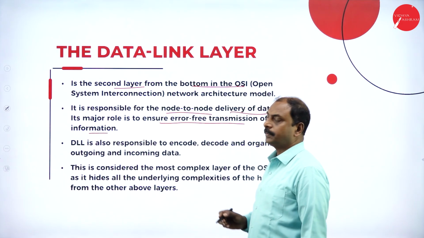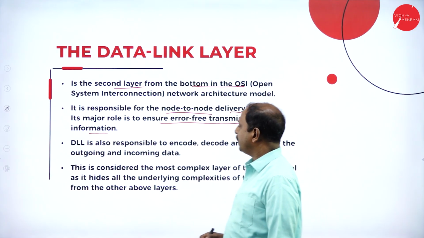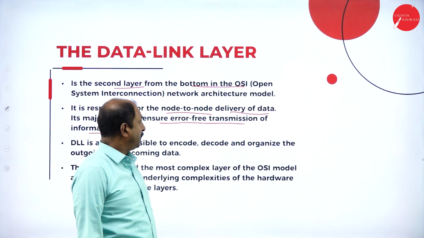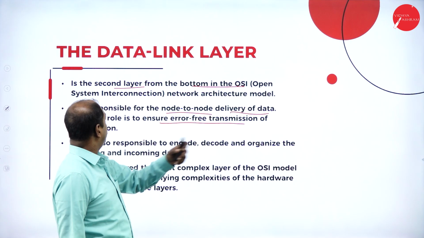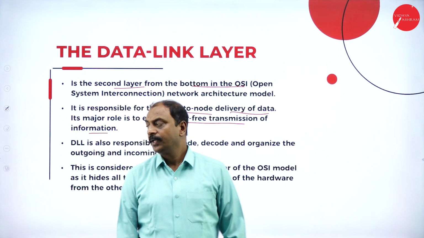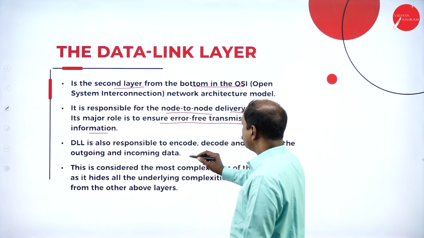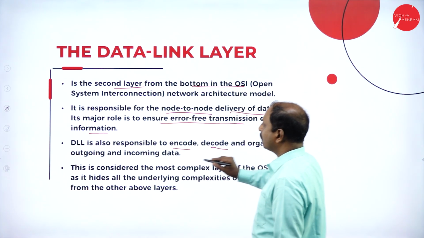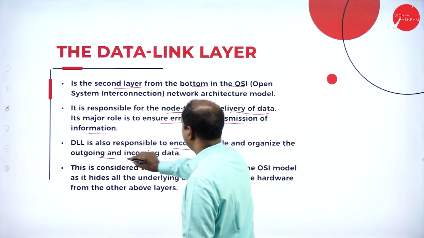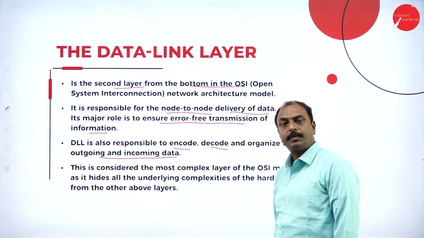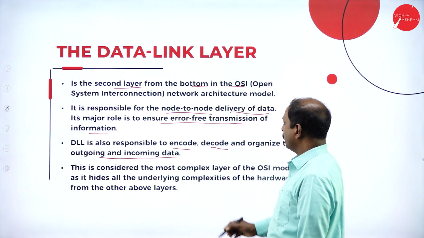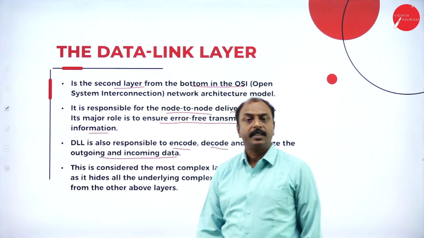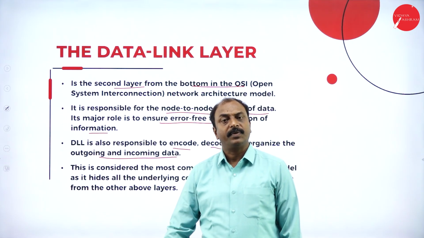The major responsibility is to provide delivery of data from one node or system to another, and it should be error-free transmission of data in the network. Next, it is also responsible for data encoding, decoding, and organizing the outgoing and incoming data. This is another responsibility of the data link layer: encoding, decoding, and organizing the data during data transmission at the receiver end.